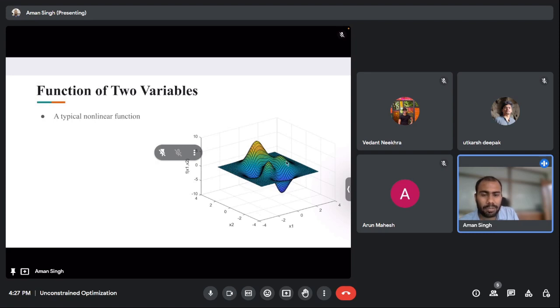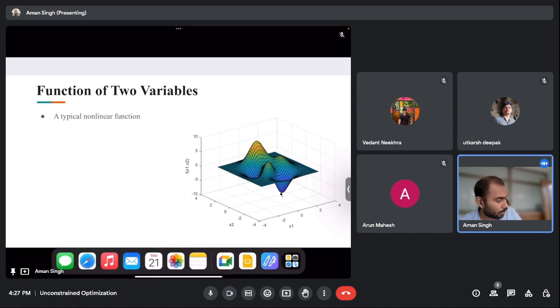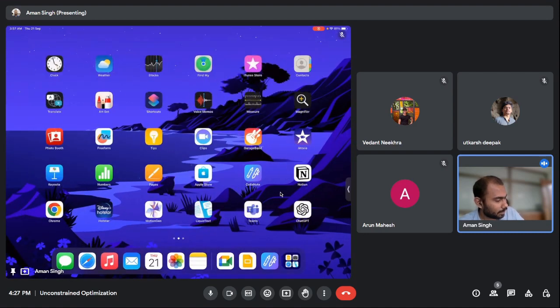So depending upon where you put your marble, it will go to different local values every time. That's why this is what our algorithm does. It starts with an initial position and then tries to go to the lowest possible point. And that's it from the graphical methods.